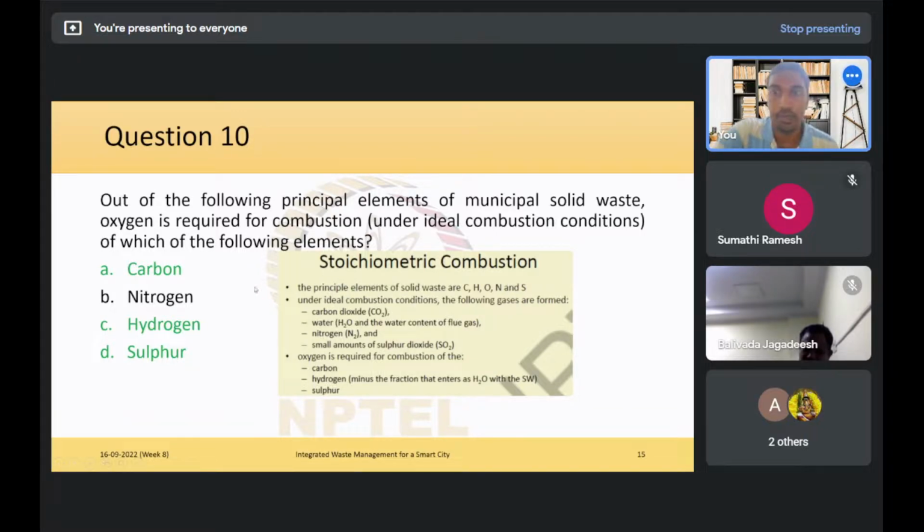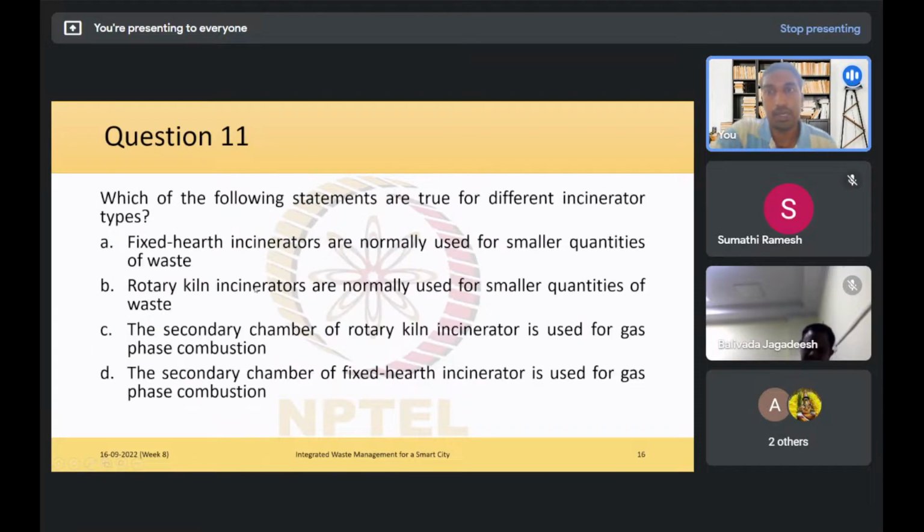Okay, so moving on to question number 11. Which of the following statements are true for different incinerator types? Option A is fixed hearth incinerators are normally used for smaller quantities of waste. Option B is rotary kiln incinerators are used for smaller quantities of waste. C is the secondary chamber of the rotary kiln is used for gas phase combustion. And D is the secondary chamber of the fixed hearth incinerator is used for gas phase combustion.